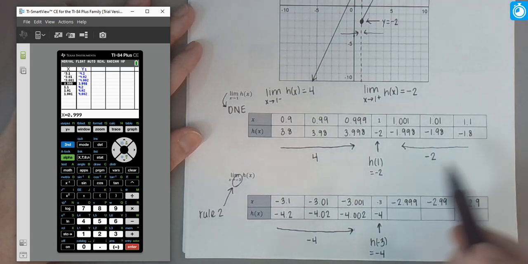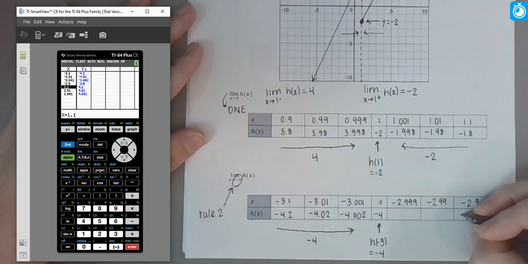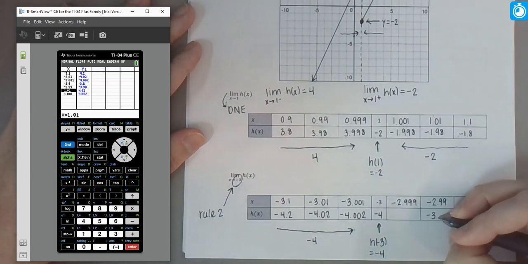Now what's happening to the right-hand side? What's happening on that side? The furthest out number, negative 2.9, we have a y value of negative 3.8. A little bit closer, negative 2.99, we have a y value of negative 3.98.